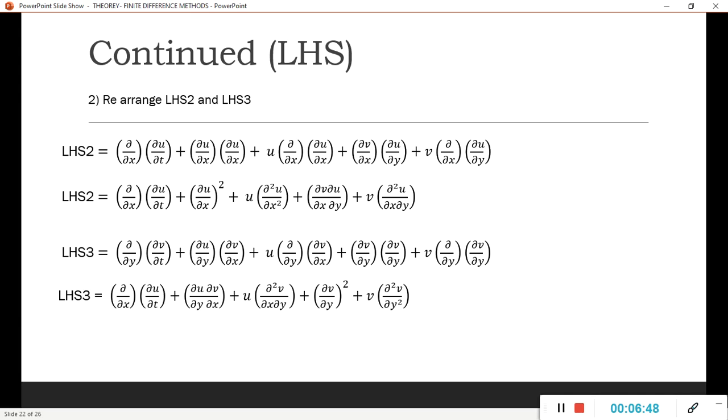for the u velocity, and we do similarly for the third one, which is the momentum equation in the y direction. Upon rearrangement we get this particular one. So just the time derivative remains the same. This term is combined together. This term becomes ∂²v/∂x∂y, and this term can be combined together as a squared term, and this term becomes v multiplied by ∂²v divided by ∂y².